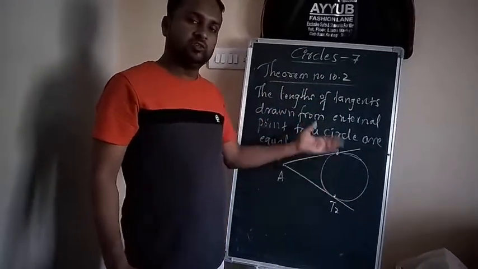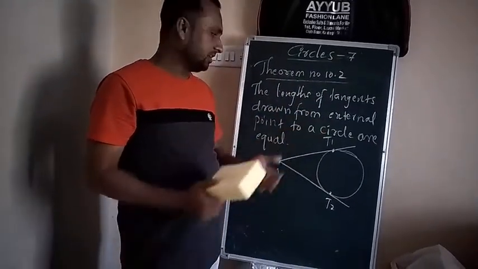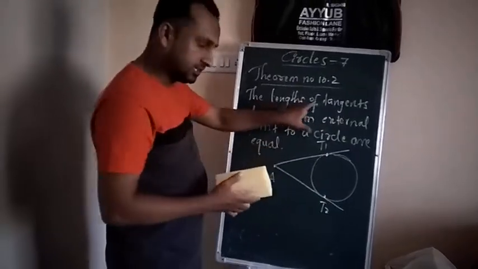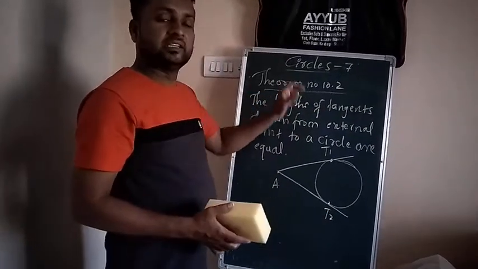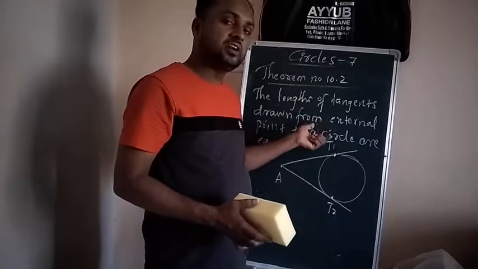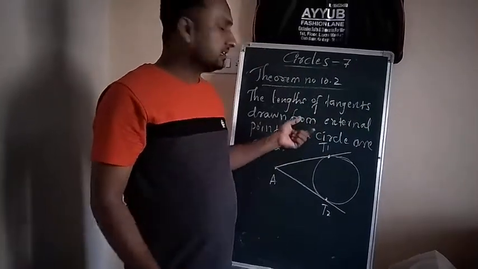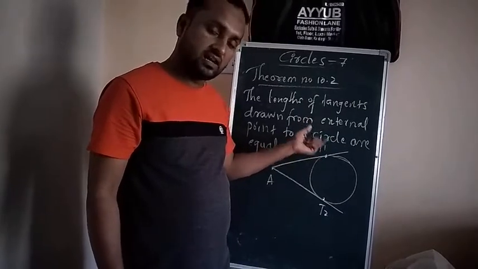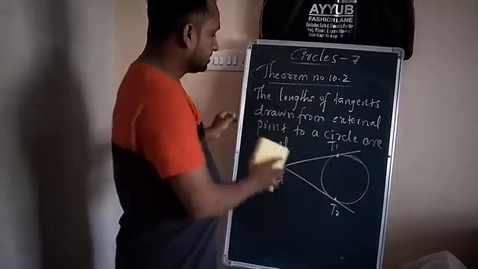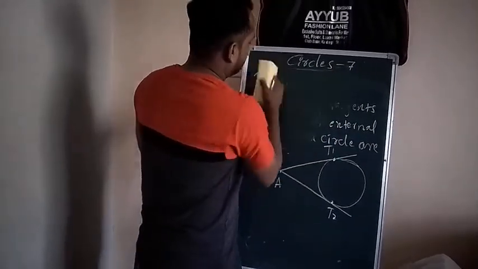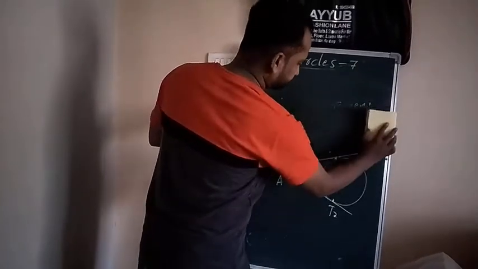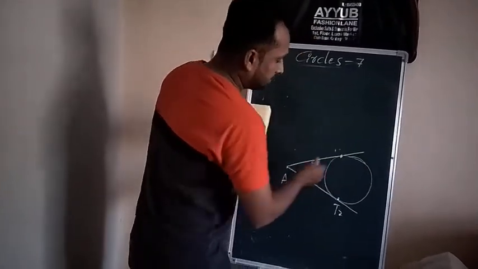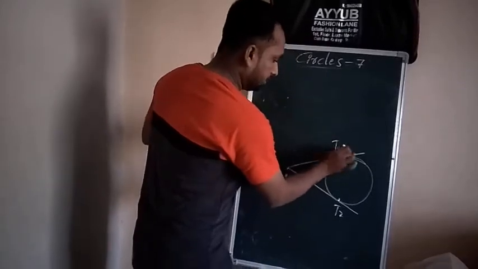How is it equal? We'll prove this now. We'll see that step by step here. Now see, this statement I'll remove. This is very important. In the exam, they'll ask the question for 2 marks or 3 marks: prove that the length of the tangents drawn from the external point to the circle are equal. Clear? Now see, I'll remove this statement. Now see how to prove here.